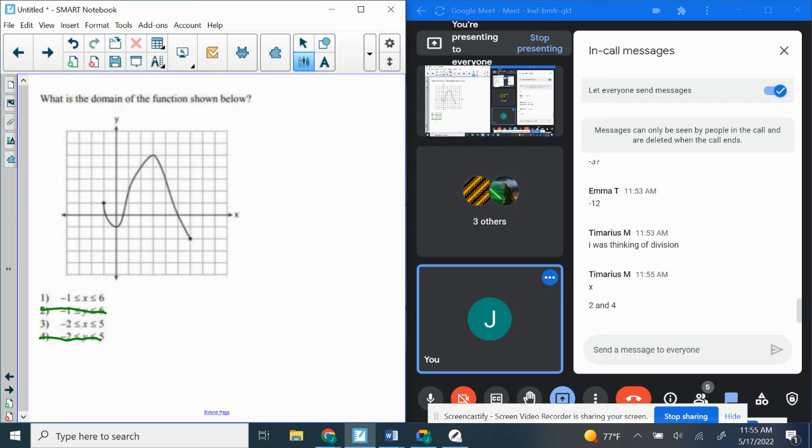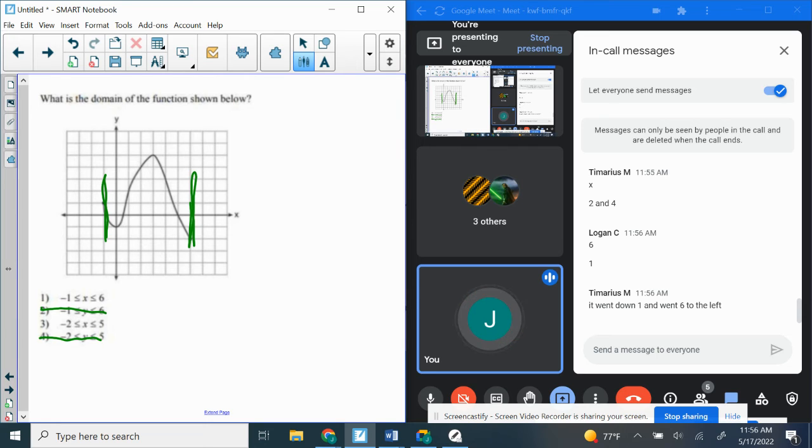Good, because domain is x, which is left and right. So how far left did this graph go? And then how far right did this graph go? It stopped right here, and it stopped right here on our x-axis, right? So how far left is that on the x-axis, and how far right is that? To the right, 6, right? And then how many to the left? Based off the origin. That negative 1, right? So it went to the left.